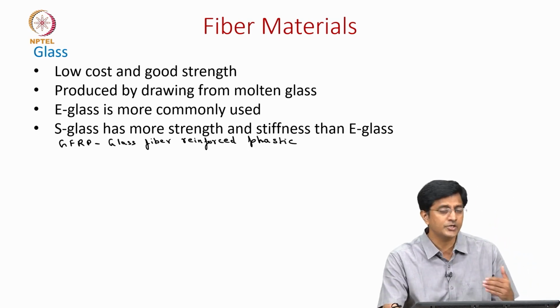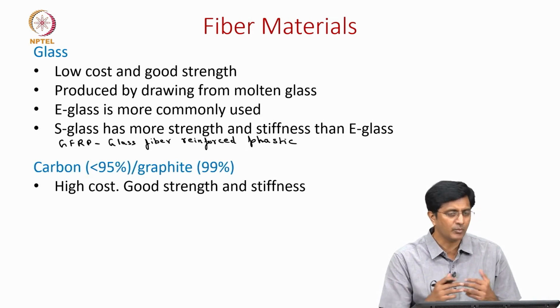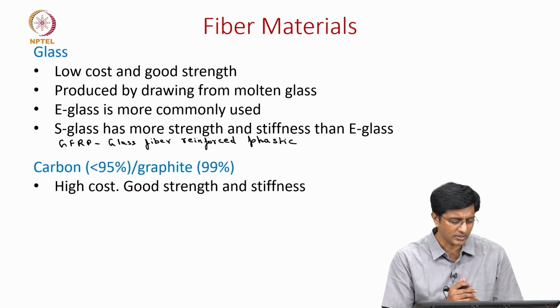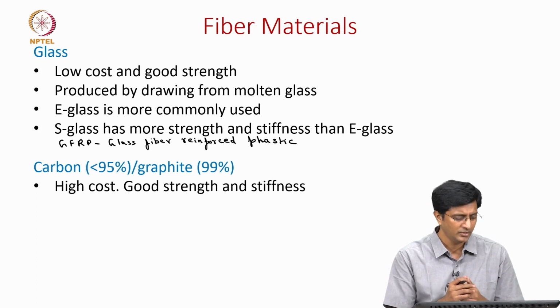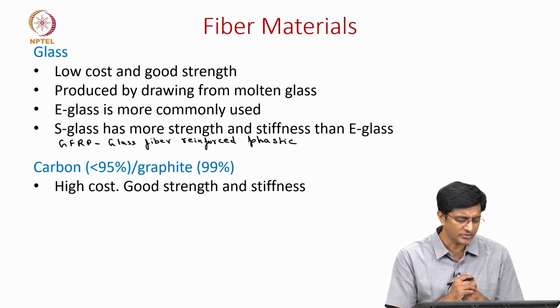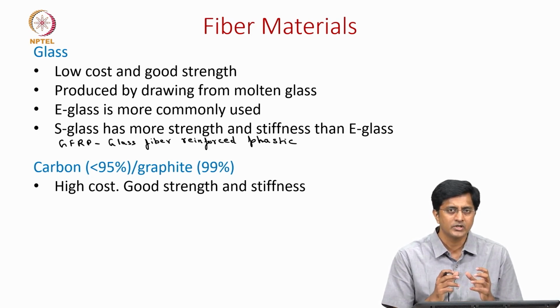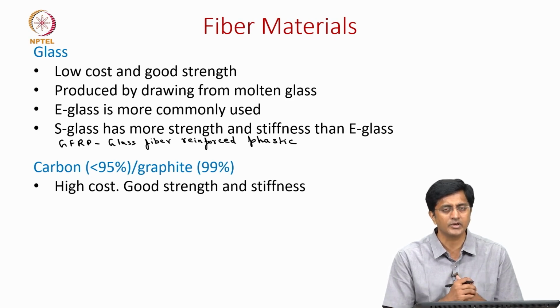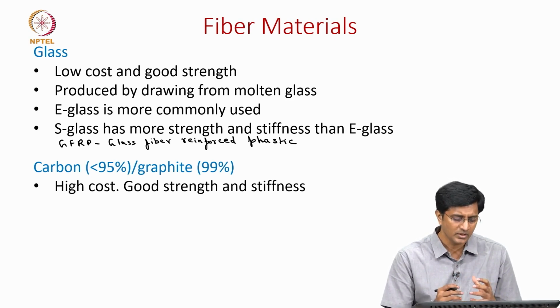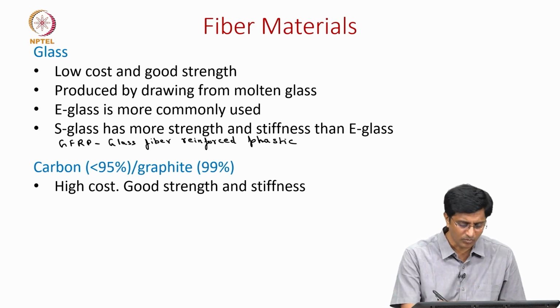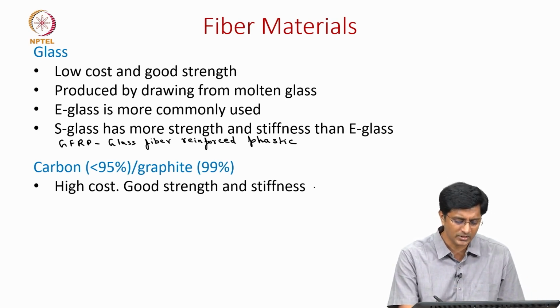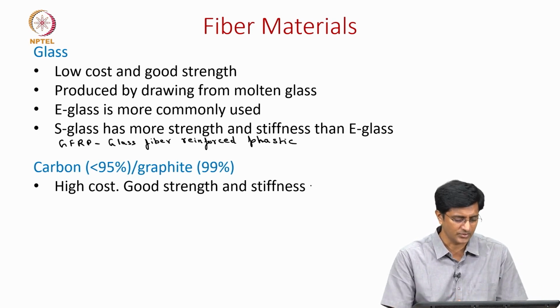Okay. So, in addition to glass fiber, we also use carbon fibers, or sometimes also called graphite fibers, depending on the carbon content. Usually when we say carbon fibers, the carbon content is less than 95%, but for graphite fibers it is even more, about 99%. These are a bit expensive and mostly used for some specific applications where one can afford these high costs. The reason why people use carbon fibers is primarily because of their very good strength and stiffness even compared to the glass fibers.